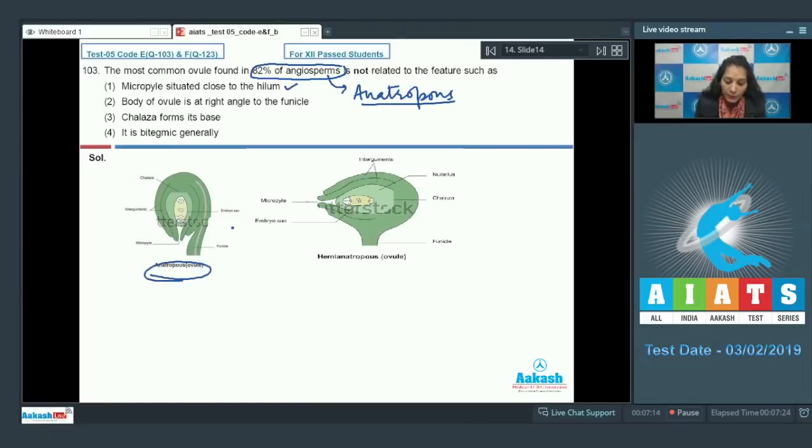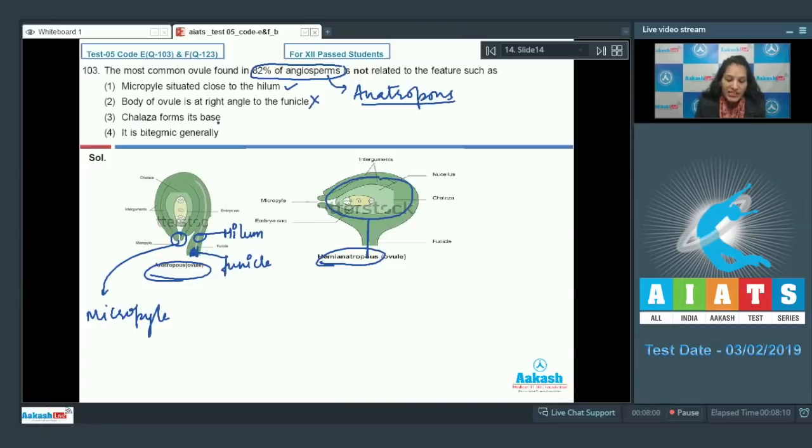This is true because you can see here, this is the micropyle and this is the hilum. So this micropyle and the hilum, they are close to each other. What is hilum? Hilum is the junction point between the body of the ovule and the funicle, and this is the stalk called funicle. Second, body of ovule is at right angle to the funicle. No. The body of the ovule is right angle to the funicle in case of hemianatropous ovule, not in the anatropous ovule. So this is incorrect feature regarding the anatropous ovule.